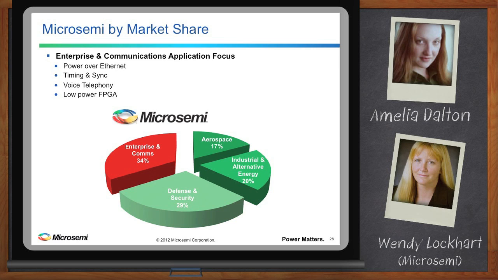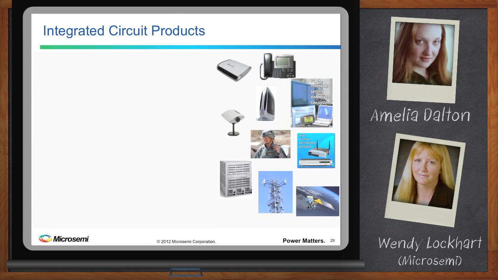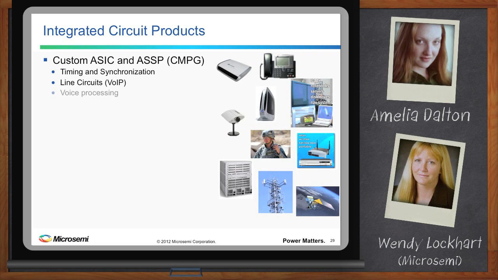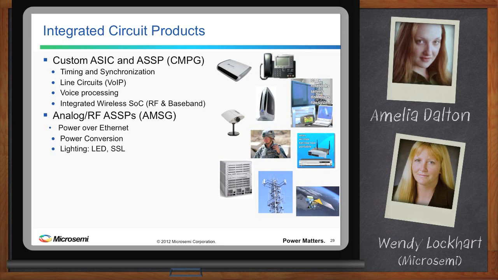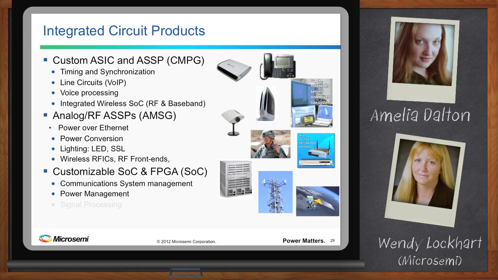So do you have any examples of the solutions you have for communications? Yes, some of our current products include custom ASIC and ASSPs from CMPG. Analog and RF ASSPs from the AMSG group, so that's the analog and mixed signal group, which also includes our lighting solutions, and the customizable SoC and FPGAs from our SoC group that include functions beyond power management, such as signal processing and motor control.